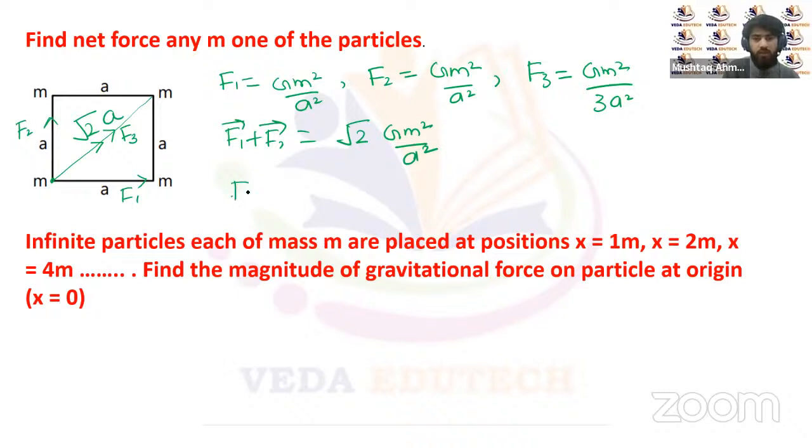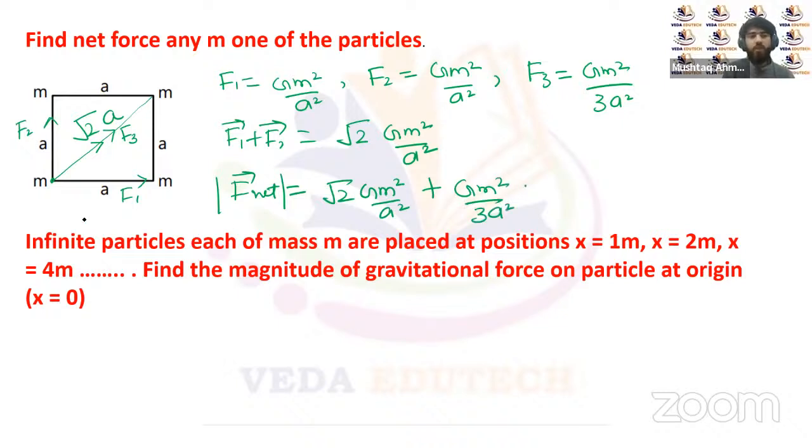So the net force here, F net, in magnitude will be equal to root 2 Gm square upon A square, plus Gm square upon 2A square. So this will be the net force on this mass M placed at the corner of the square.